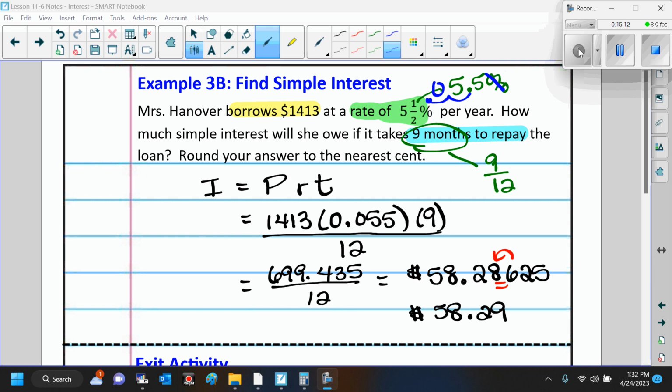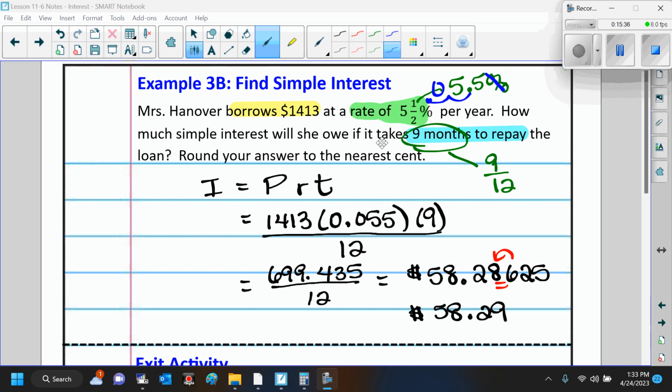Example 3B says find simple interest. It says Mrs. Hanover borrows $1,413 at a rate of 5.5% per year. How much simple interest will she owe if it takes 9 months to repay the loan? And round your answer to the nearest cent. Okay.